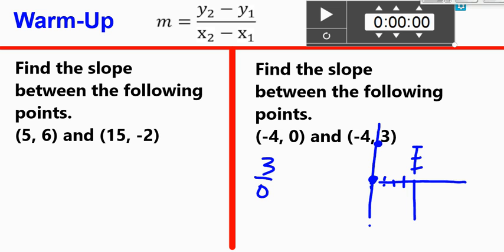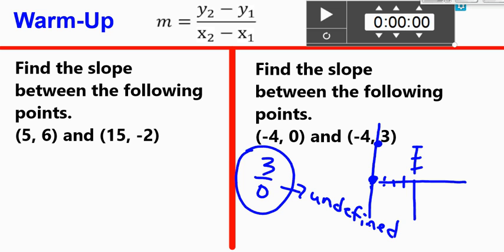Because my slope has a 0 on the bottom and I cannot divide by 0, if you try to put that in your calculator, you will get an error. Okay, looking at my points, I've got a vertical slope, which means I have undefined. So whenever you have a 0 in the denominator, you are going to have a vertical line with an undefined slope.